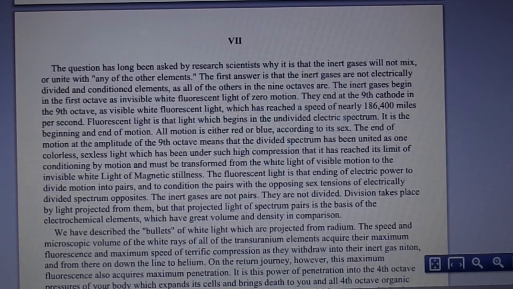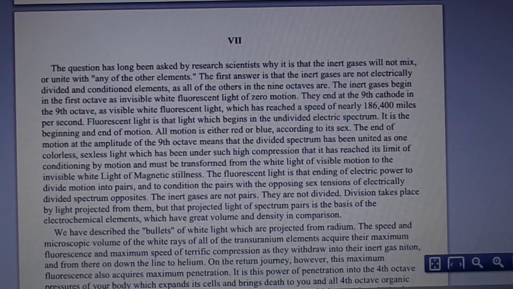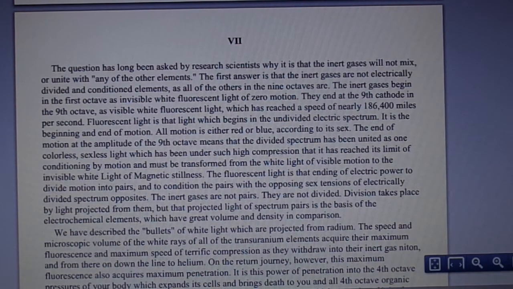The inert gases begin in the first octave in invisible white fluorescent light of zero motion. They end at the 9th cathode in the 9th octave as visible white fluorescent light, which has reached a speed of nearly 186,400 miles per second. Fluorescent light is that light which begins in the undivided electric spectrum. It is the beginning and end of motion.